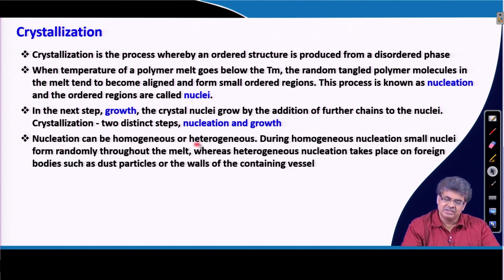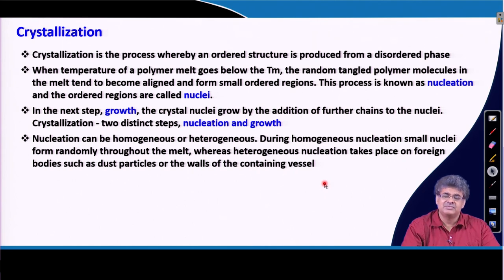Nucleation can be homogeneous or heterogeneous. In homogeneous nucleation, small nuclei form randomly throughout the melt, whereas heterogeneous nucleation takes place on foreign bodies such as dust particles or walls of the container vessel, and sometimes we deliberately add external agents called nucleating agents, which act as the points where nucleation can take place, because polymer crystallization happens mostly through heterogeneous nucleation, not through homogeneous nucleation.